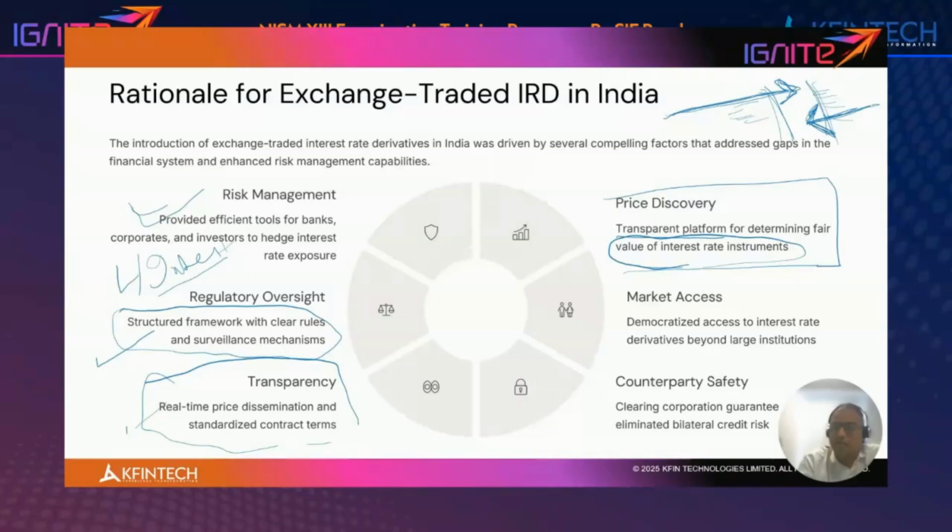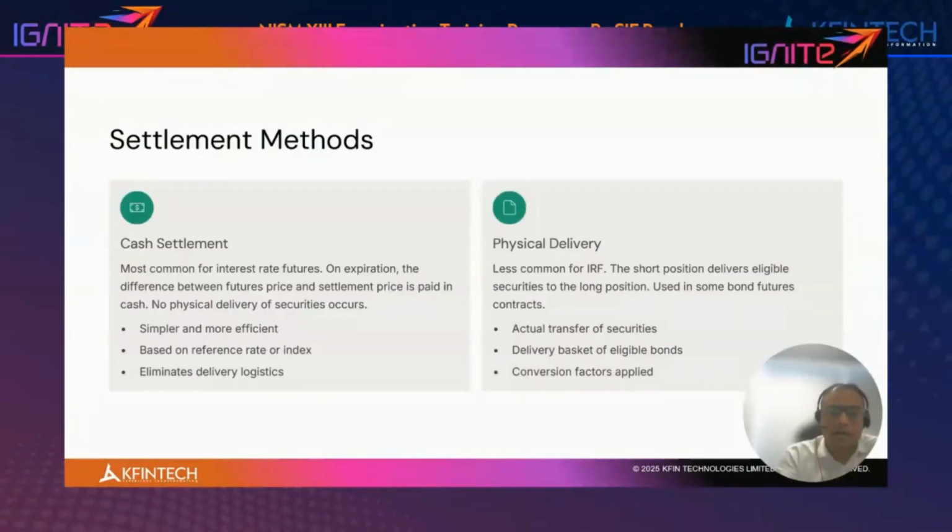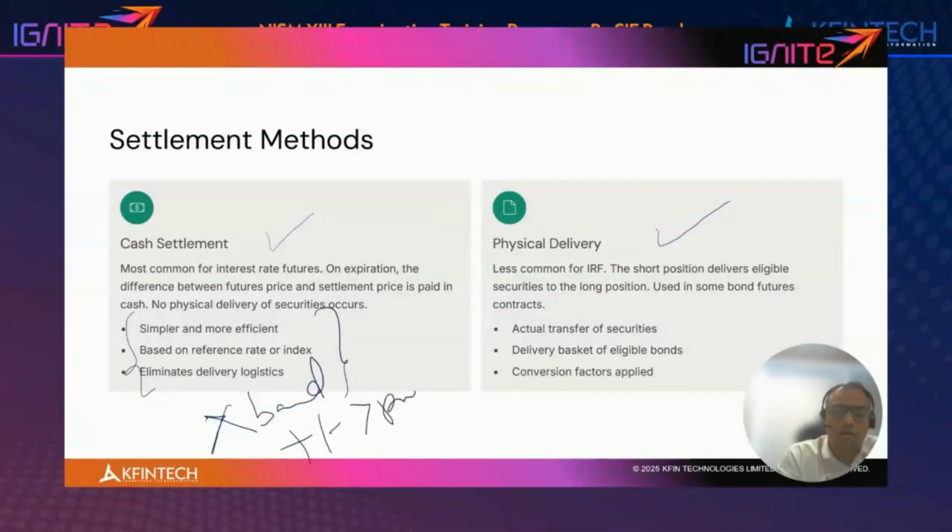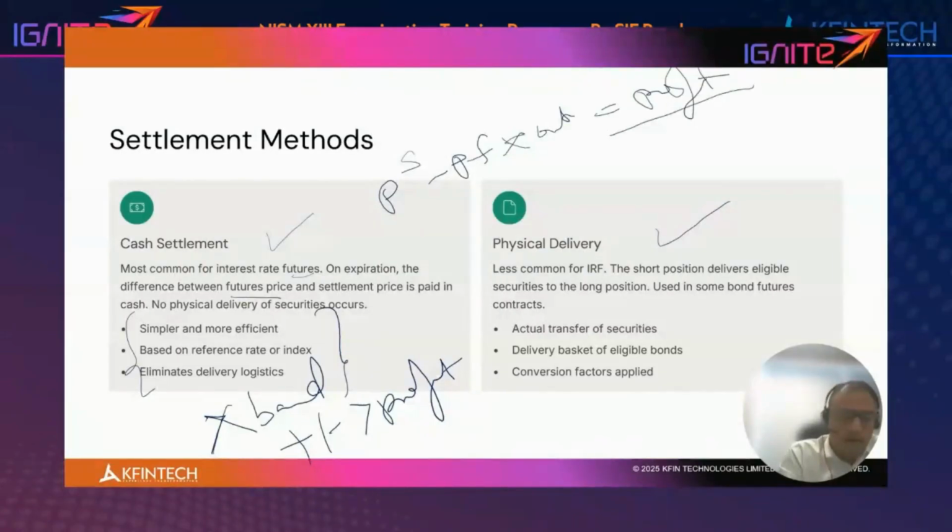So at some point of time, they will converge, and that settlement method we understood in the previous slide, cash settlement. When will I do the cash settlement? When I don't want the bond, but I want the differential profit or loss. Most common for interest rate futures, on expiry, the difference between the futures price and the settlement price into the contract size is your profit. Eliminates delivery logistics. Why? Because I don't want the bond. I just want to profit from the difference of the prices.